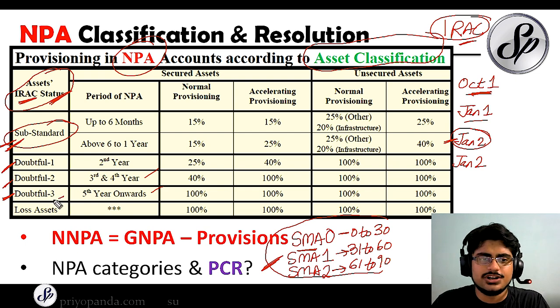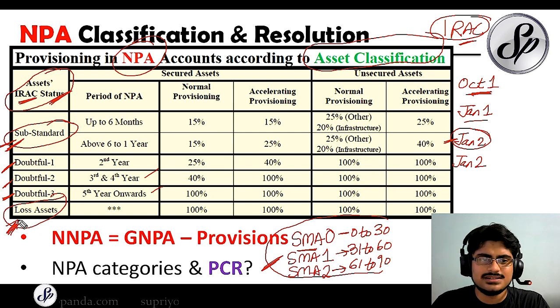And there is another one, remember, which is the loss assets. Loss assets are those assets which the bank has recognized that we now need to write off. We can still go ahead and pursue the recoveries, but the loans will be written off, and so those assets are classified as loss assets.